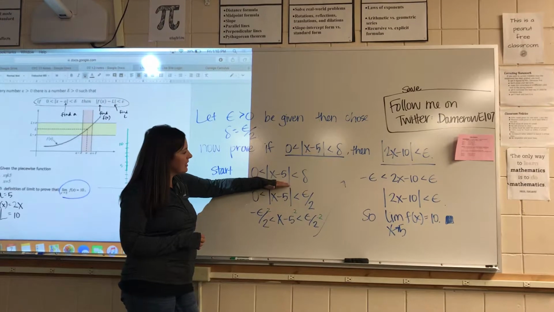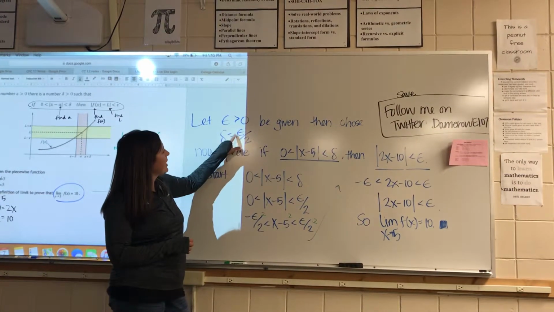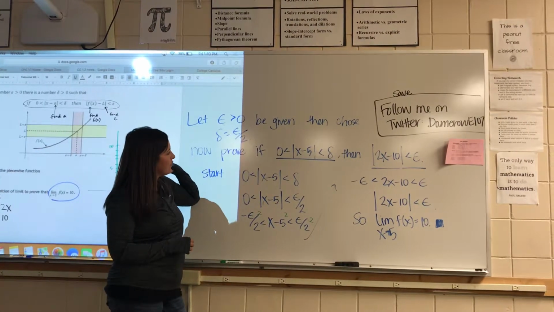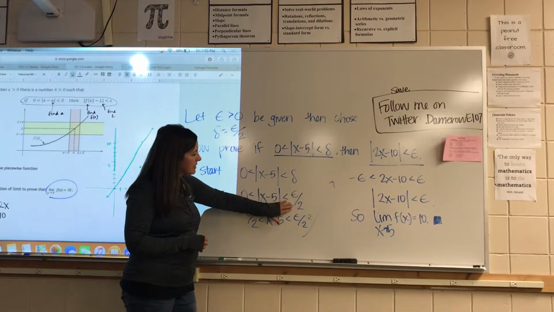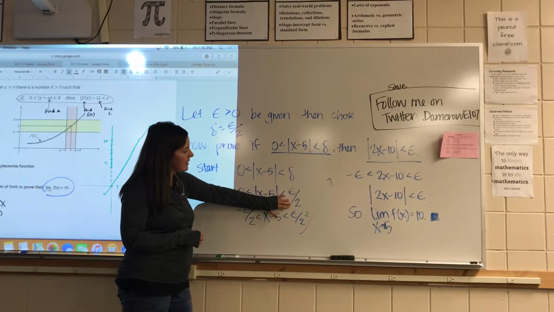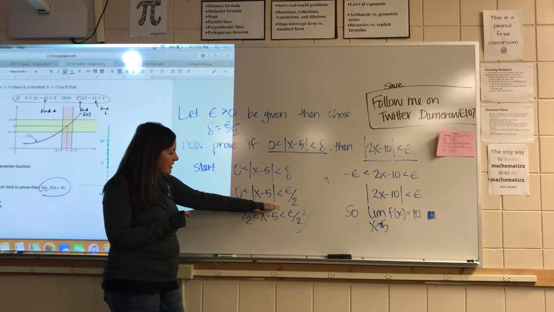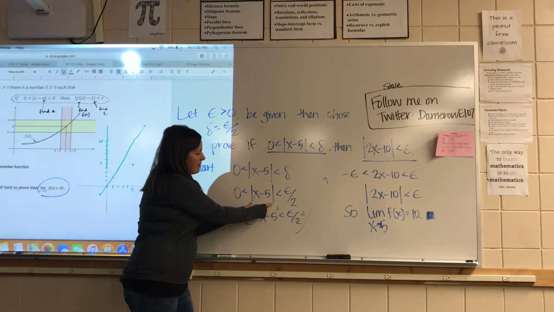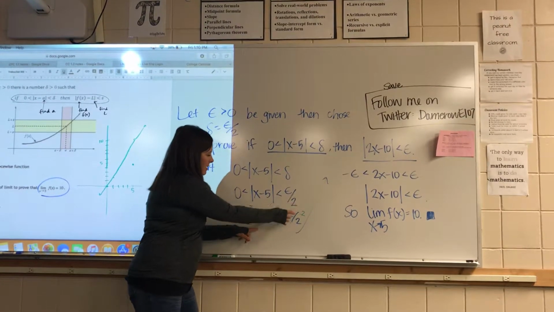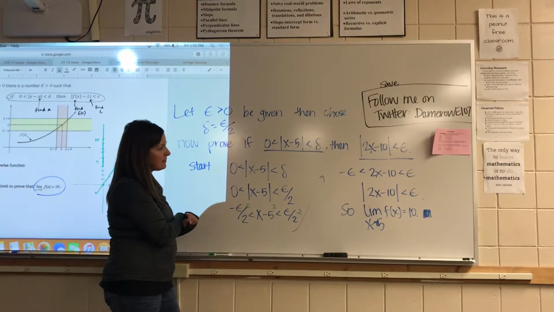So we start here and we say, well, my delta is equal to epsilon divided by 2. We figured that out in the first part of the proof, so I can substitute that in. So that's all I did here, was take delta out and put epsilon divided by 2. We figured out that relationship earlier. Then I wanted to break this apart. So instead of having absolute values, I have epsilon divided by 2 and negative epsilon divided by 2. That's just how absolute values work.